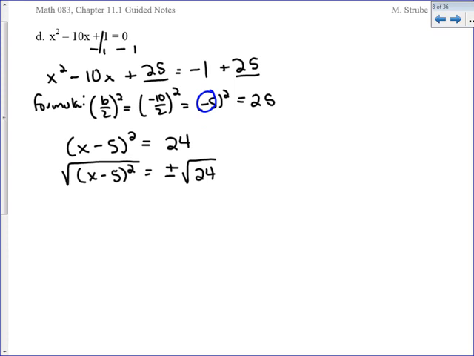And I will tell you, in the past, completing the square was always a final exam question. I don't know, they changed it again this year, so I'm not sure what's on there, but.